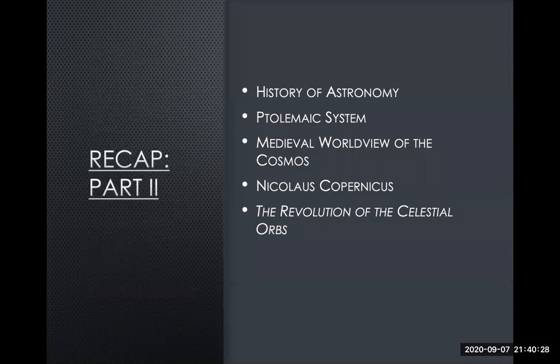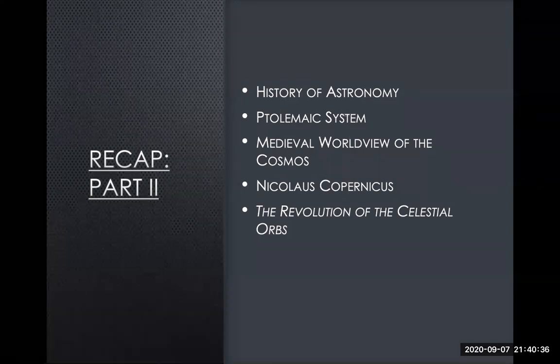So to recap, we talked about the history of astronomy. We looked at the Ptolemaic system. We talked a bit about the medieval worldview and cosmos. And then we focused in and talked about Copernicus and his great work, The Revolution of the Celestial Orbs.